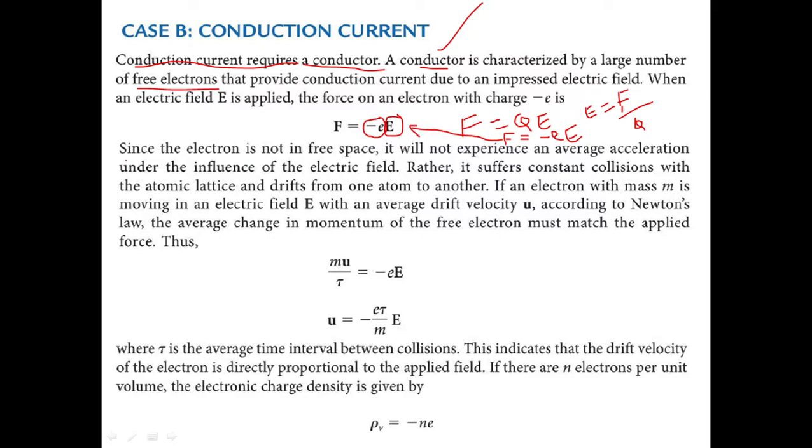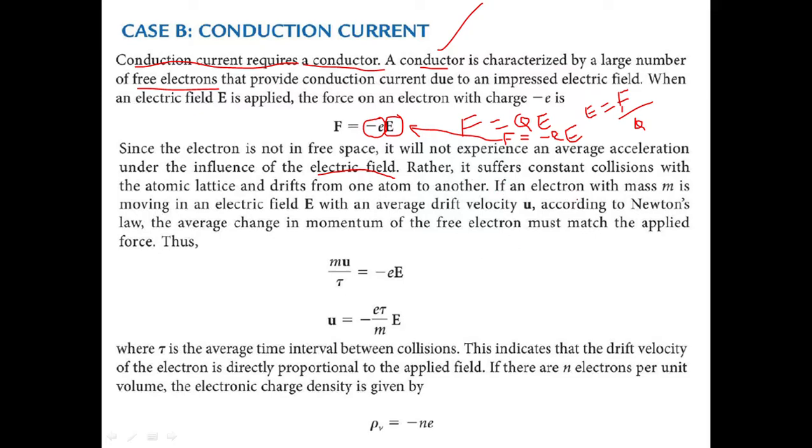Now, the electron is not in free space, because a conductor is confined to its own shape, so everything is inside the conductor. It will not experience an average acceleration under the influence of the electric field. What it means is that as soon as you apply the electric field, the electrons will not jump out of the conductor. Rather, they suffer constant collisions with the atomic lattice and drift from one atom to another. Within the conductor, when you apply the electric field, the electron starts moving and there are constant collisions with neighboring electrons, right?